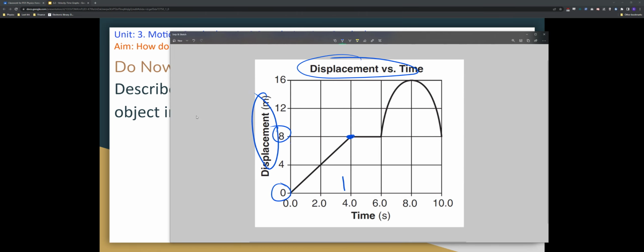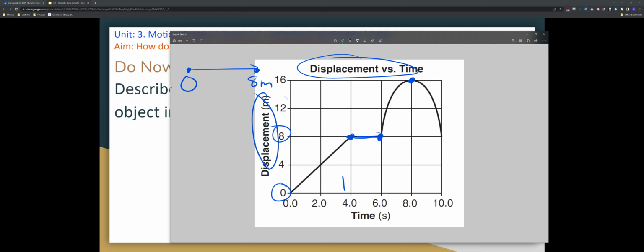Right? So essentially, I'm going from a position of 0 to a new position of 8 meters. And then for the next 2 seconds, you'll see that my position at 4 and 6 seconds is still 8 meters. So I'm literally just standing there. I'm not moving at all.